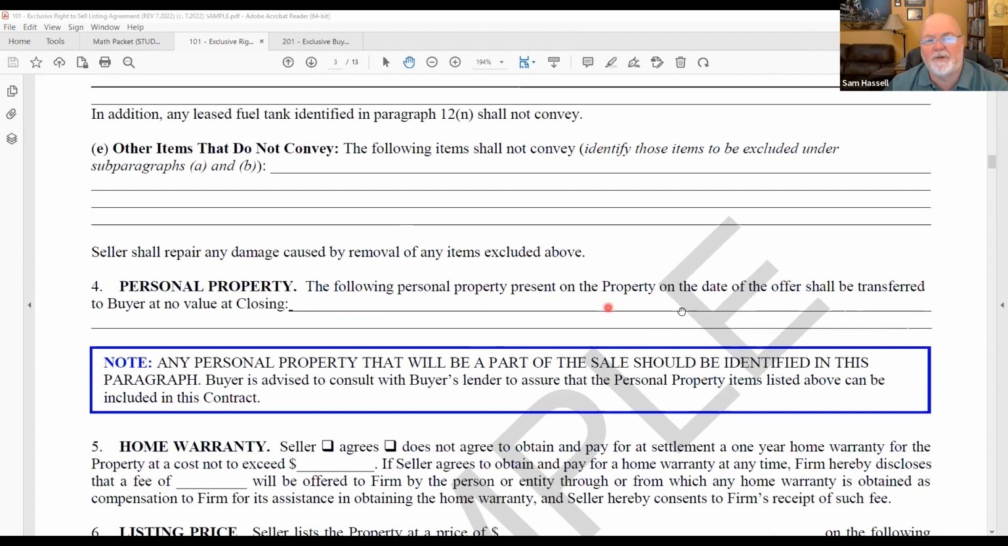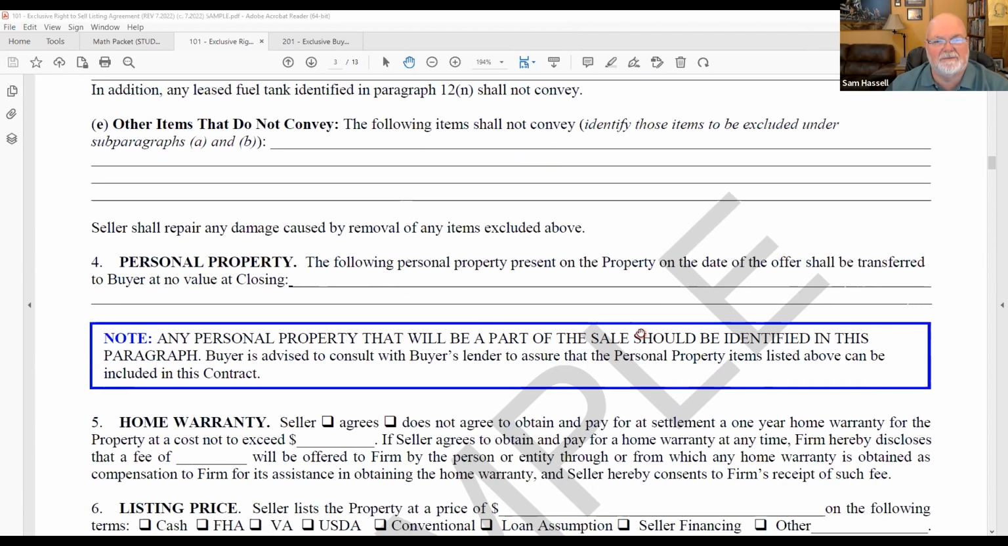Is there any personal property that's going to transfer to the buyer at no value? We would put it here. Maybe you're selling a condo on the beachfront and the furniture is going to transfer at no value. That's usually what happens. It's customary to transfer the furniture for those kinds of things. All right, you would put that here.